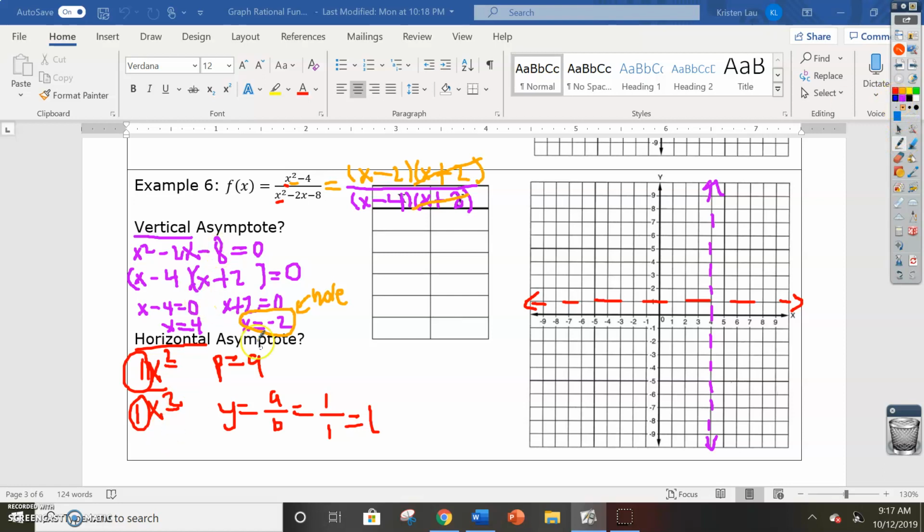Okay, so now that I've graphed my asymptotes, I'm going to go ahead and plug in points. I'm going to first find my y-intercept because that's always the easiest. So when I plug in 0, I get 0 squared minus 4 all over 0 squared minus 2 times 0 minus 8. So 0 squared minus 4 is minus 4, and the bottom is negative 8. So that's 1/2. So the point is 0, 1/2.